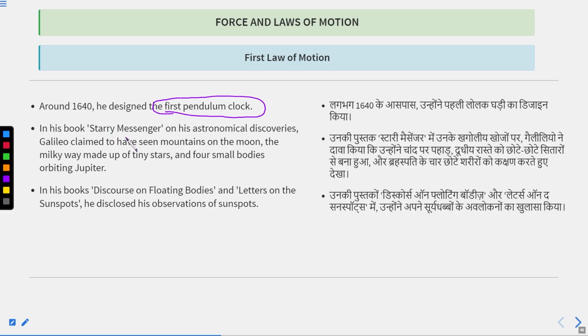In his book, Starry Messenger, on his astronomical discoveries, Galileo claimed that he had seen mountains on the moon, which was later known to be craters. So this theory was also correct. He saw the mountains on the moon by using the telescope. He explained that the Milky Way is made up of tiny stars, and saw four smaller bodies orbiting Jupiter. He also observed the planet Jupiter and found the four moons of Jupiter.